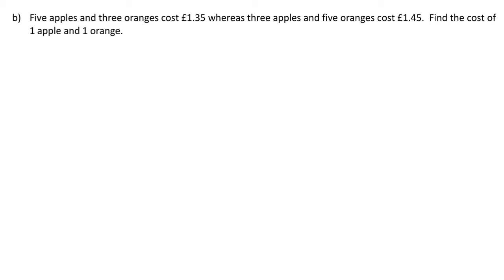So example B, 5 apples and 3 oranges cost £1.35. 3 apples and 5 oranges cost £1.45. Find the cost of 1 apple and 1 orange. So what we're going to do is I'm going to say let A be the cost of an apple. And I'm not going to do O because that might get confusing with 0. So I'm going to say B for an orange. And the cost for apple and oranges we'd imagine is pence. So we need to think about £1.35 as 135 pence and £1.45 as 145 pence.